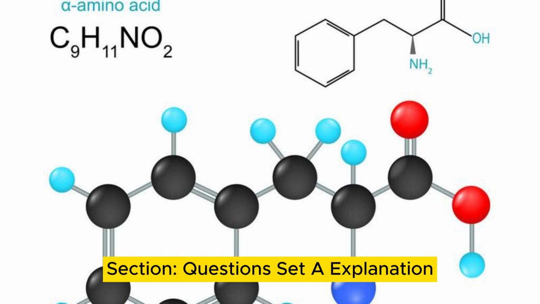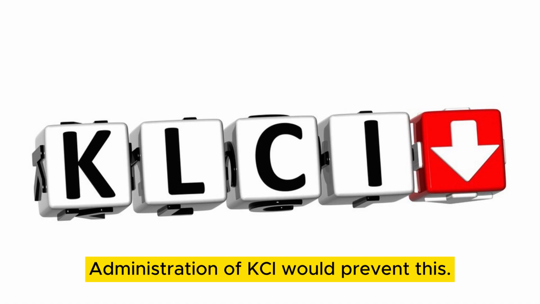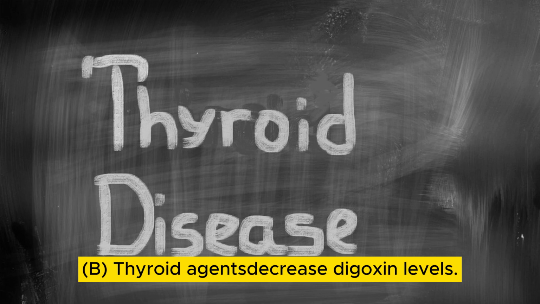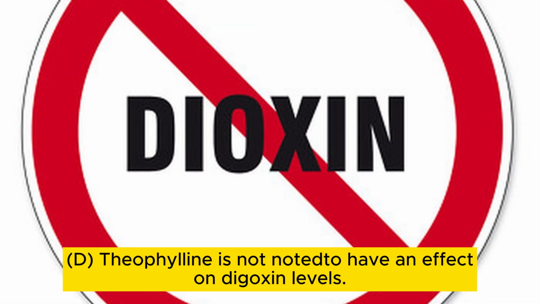Explanation. A. Hypokalemia can cause digoxin toxicity. Administration of KCl would prevent this. B. Thyroid agents decrease digoxin levels. C. Quinidine increases digoxin levels dramatically. D. Theophylline is not noted to have an effect on digoxin levels.